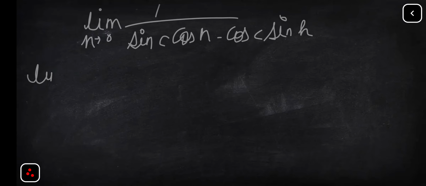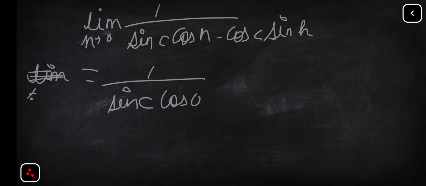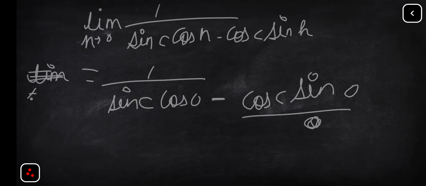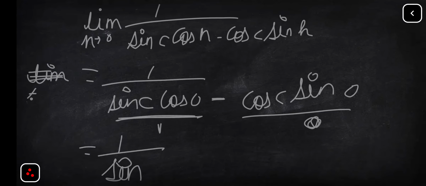Here we put the value of h equal to 0. So 1 upon sin c cos 0 minus cos c sin 0, and we know that sin 0 is equal to 0 and cos 0 value is equal to 1. So the answer is 1 upon sin c, which is also called cosec c.